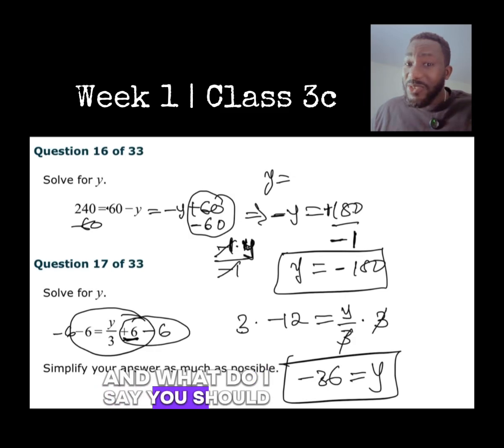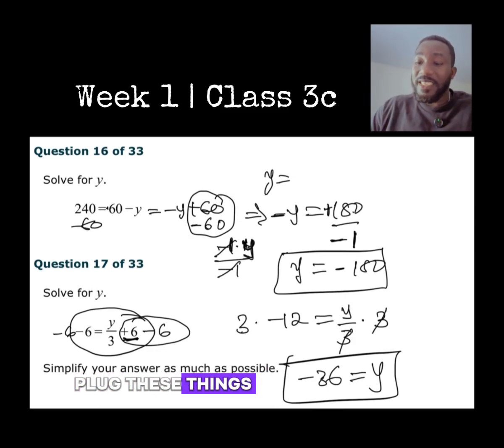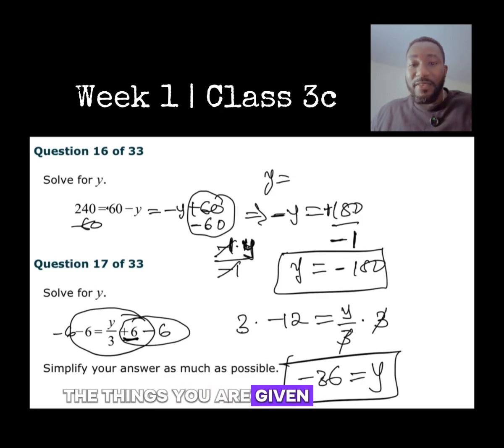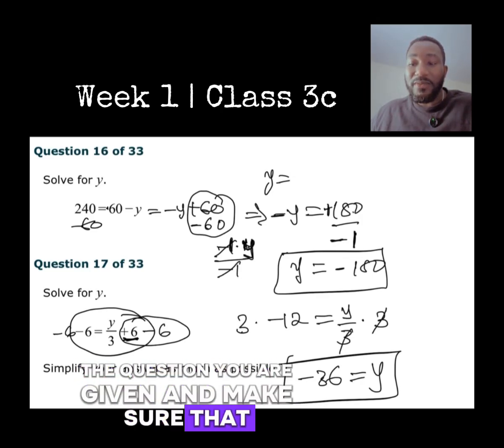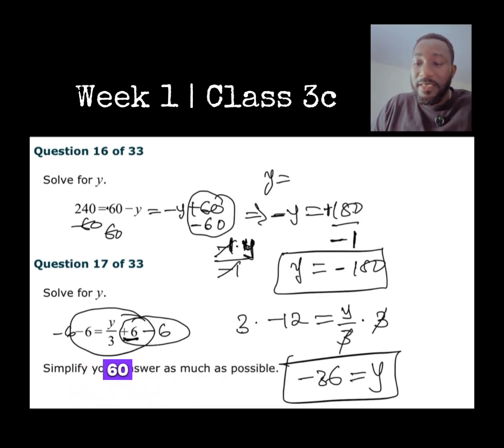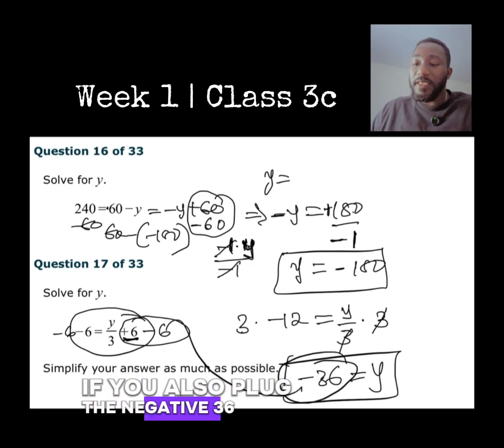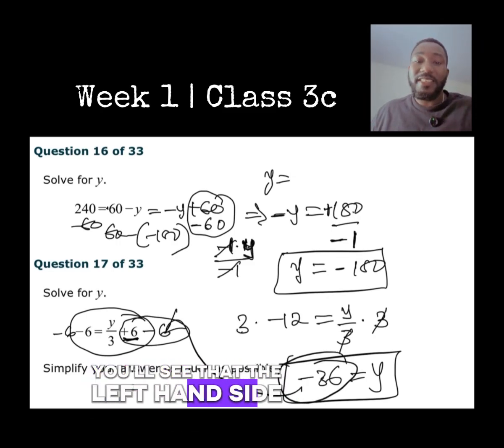And what do I say you should remember to do? Plug these things into the what? The things you are given, the question you are given, and make sure that it is actually correct. 60 minus 180 will give you 240. If you also plug in negative 36 here, you will see that the left-hand side is equal to the right-hand side.